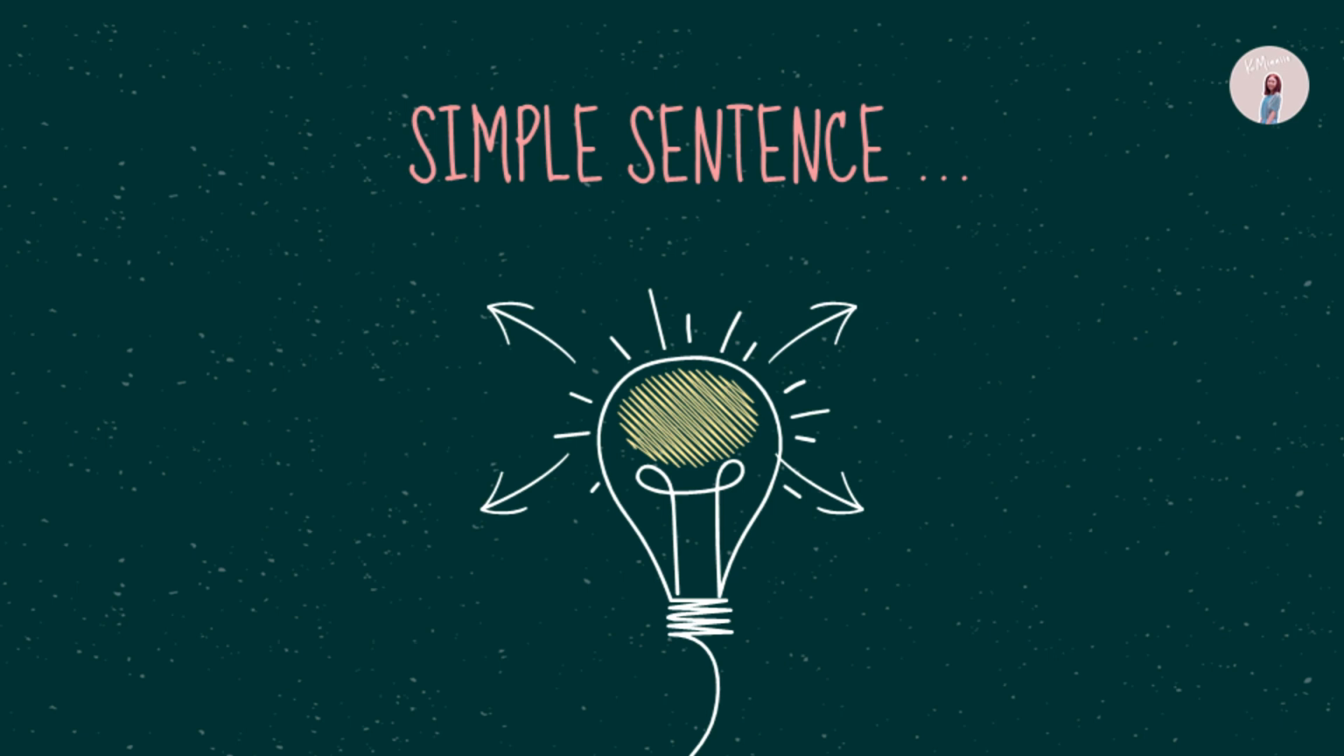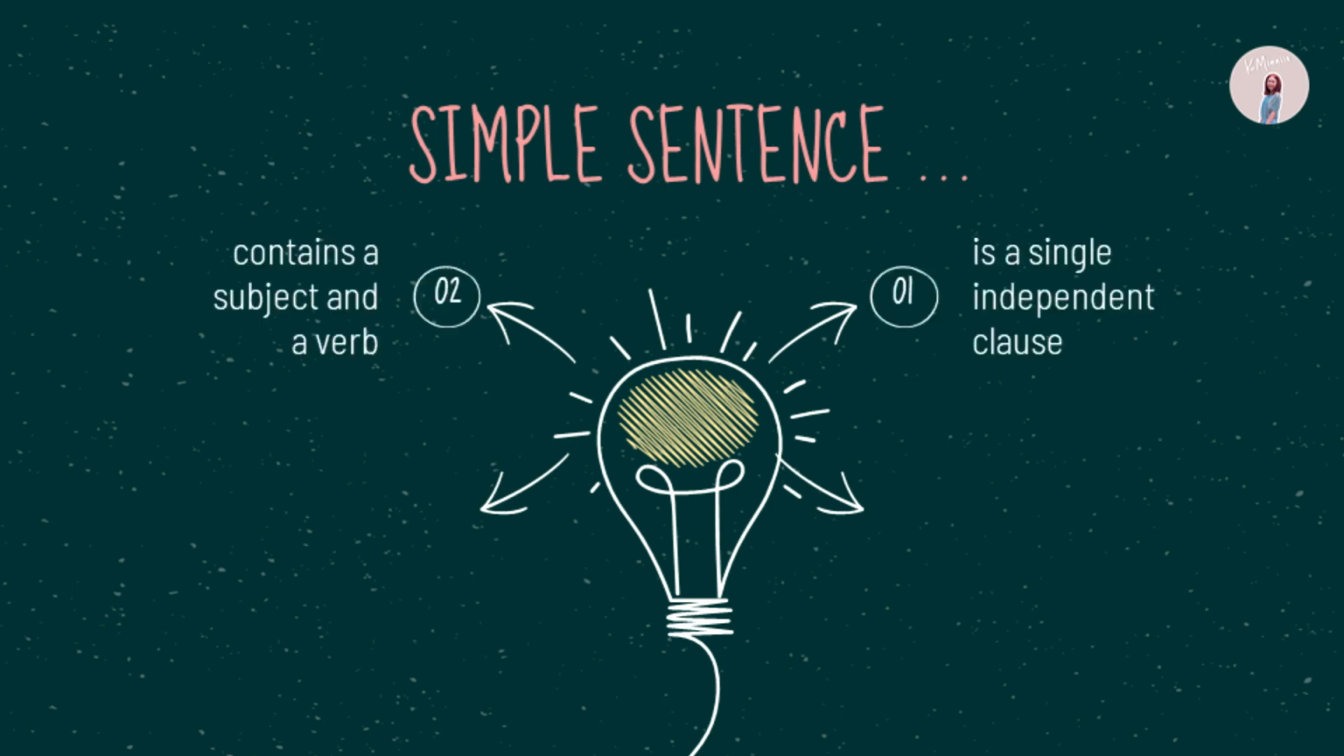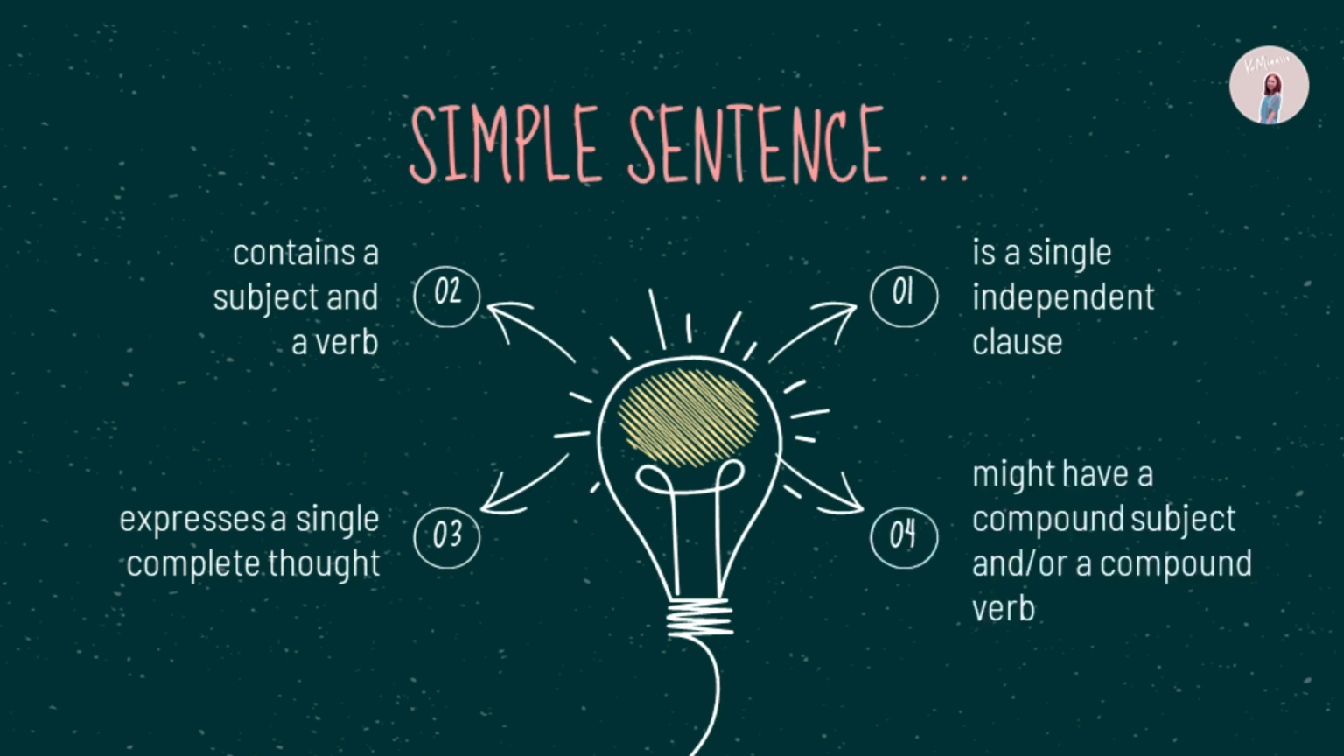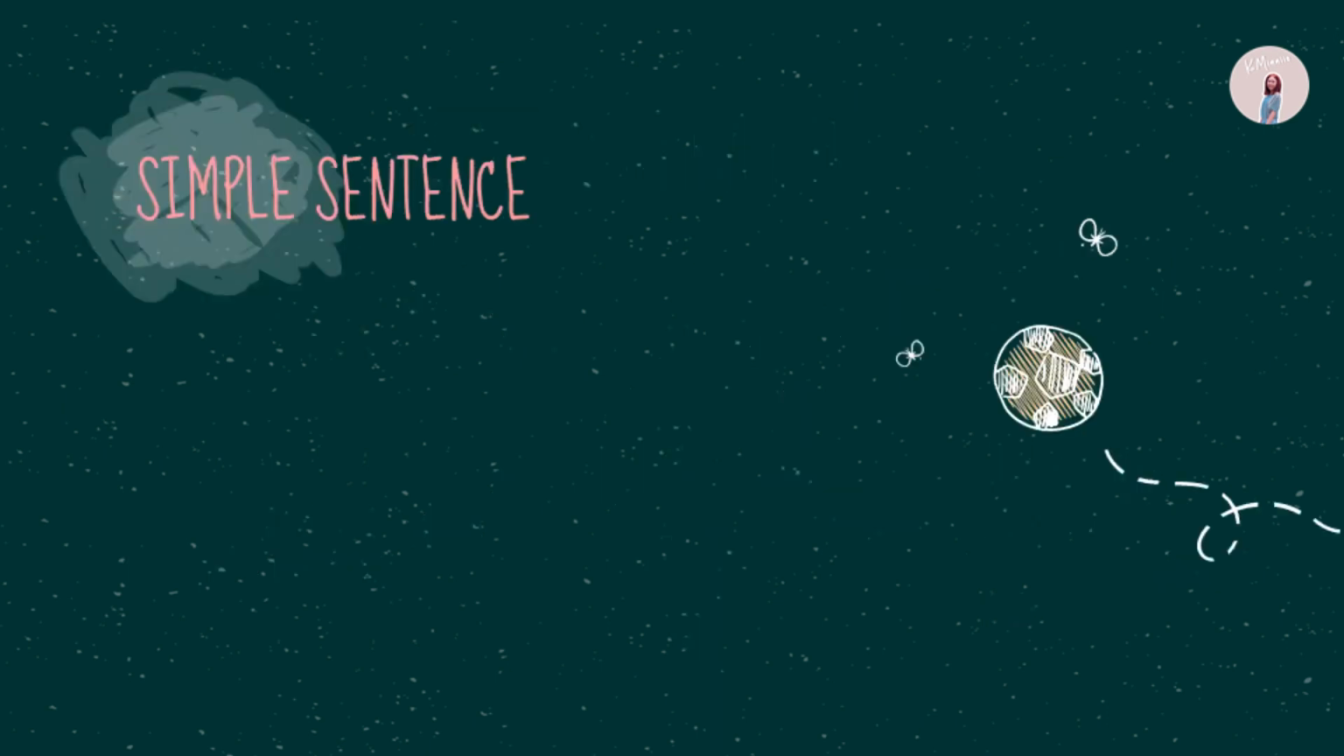A simple sentence is a sentence with one independent clause. It has a subject and a verb, and it expresses a complete thought or idea. It can stand by itself, so you don't have to add anything more. And it might also have a compound subject and/or a compound verb. Let's look at an example. The dog barked. That's easy enough, and it is obviously one independent clause, right?